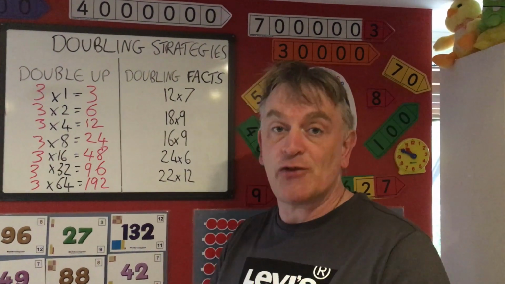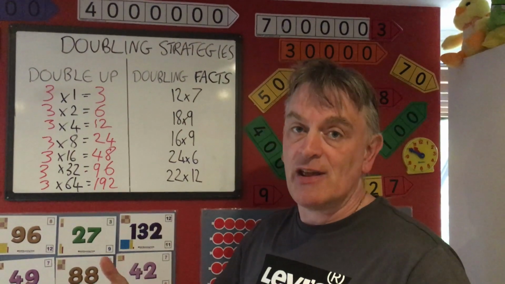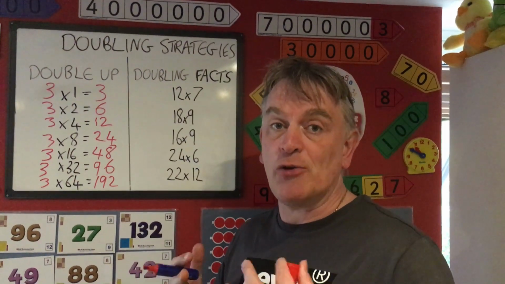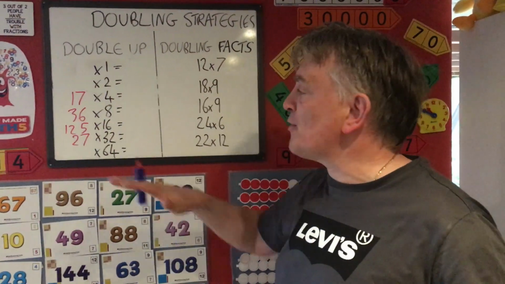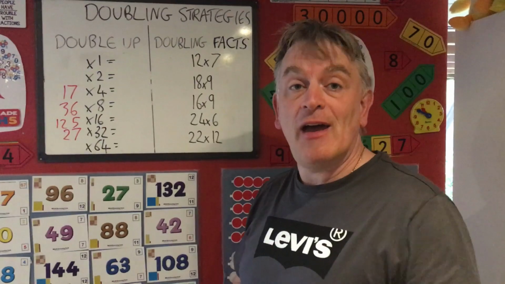What we're going to do now is take a 2-digit number and apply the same strategy. And let's see how it can help us with slightly bigger numbers. So what I've done here is I've just put a range of different numbers that we could use the doubling up strategy to help us with.